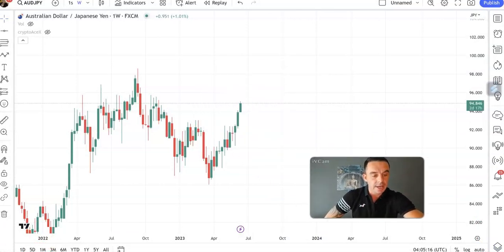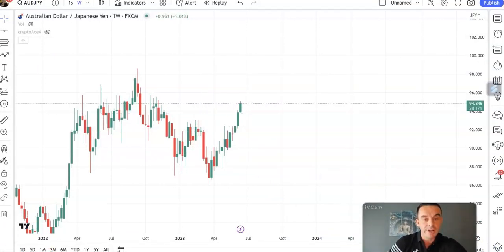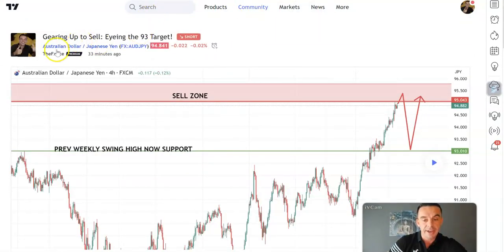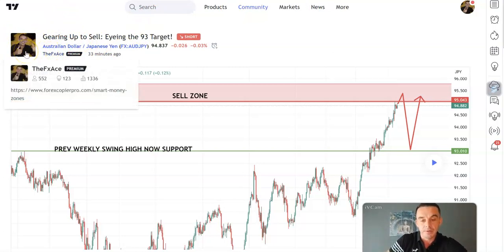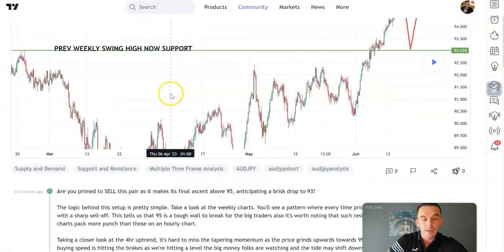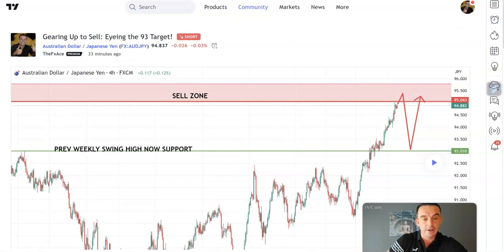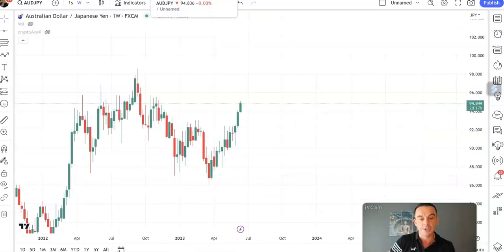Okay, so it is a setup I've just posted on my TradingView profile. You can head over there. It is the FX Ace. You'll be able to search me. You will see my face there. Alternatively, I will leave a link below in the description area, and you can see the reasons behind the setup here. It is an Australian dollar, Japanese yen. It is a selling opportunity, and we're going to start off as always looking at the higher time frame charts.